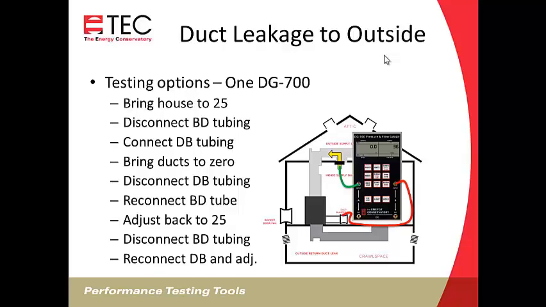So there's a little bit of back and forth, and if your blower door is upstairs and your duct blaster is in the basement, you're going to get a workout going up and down the stairs. But there is a way to do it. So if you've only got one gauge, or maybe you've got two gauges and you're sending one back for calibration, there is a way to do the test with one DG700.